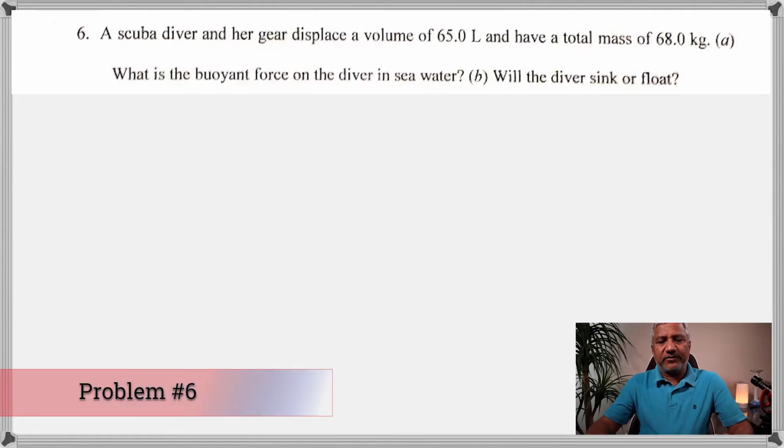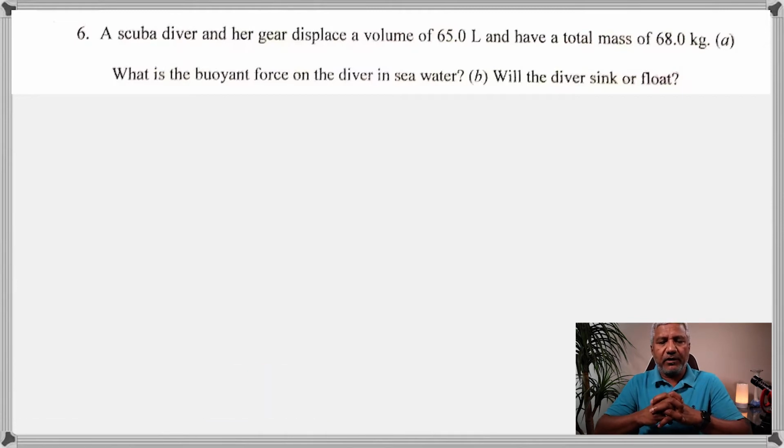A scuba diver and her gear displace a volume of 65 liter and have a total mass of 68 kilogram. What is the buoyant force on the diver in seawater? Will the diver sink or float? So you are given the total volume of the diver and her gear, and you are also given the total mass. You have to find the buoyant force. And what is the buoyant force?